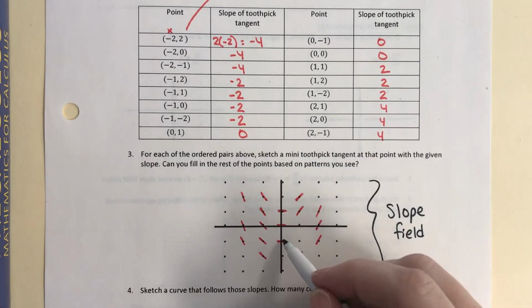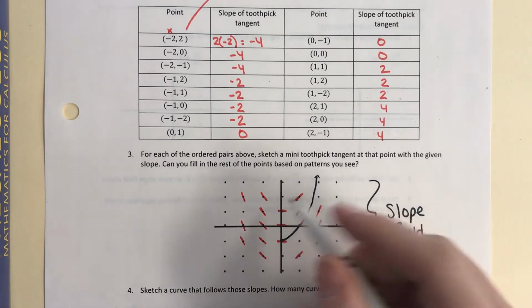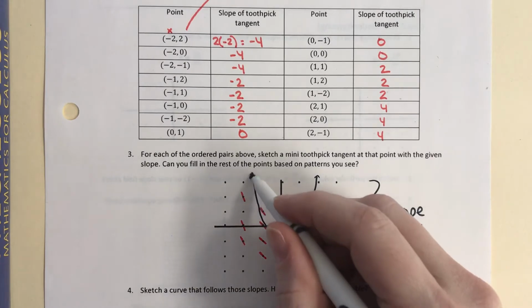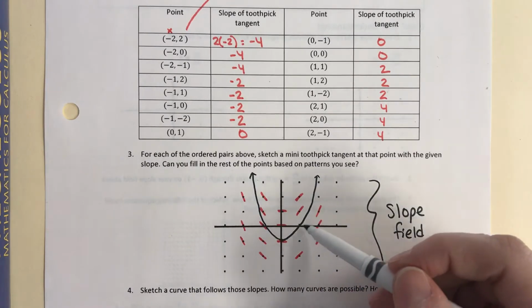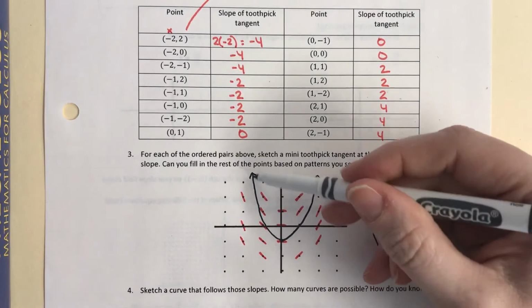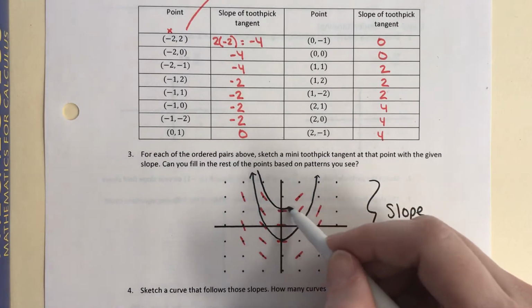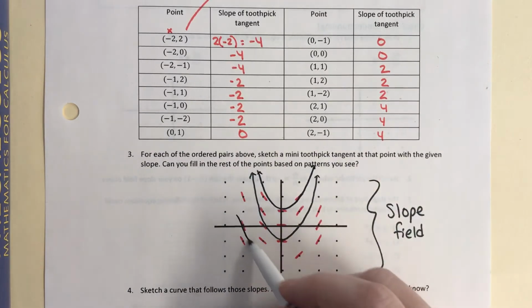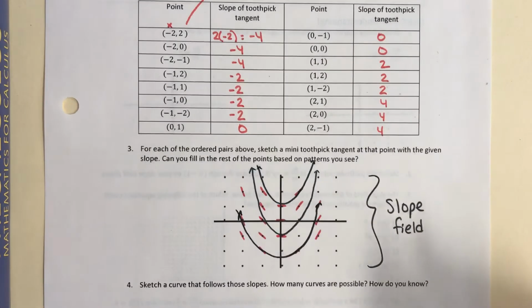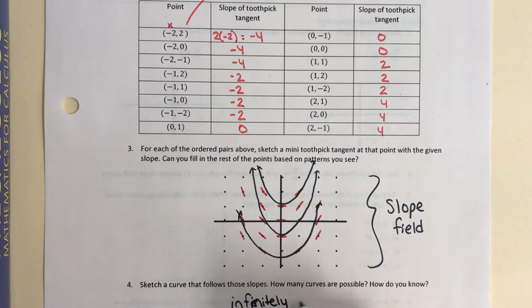So let's say I wanted to draw the graph that went through 0, negative 1, it would probably look something like this. So it levels off right in the middle. The slope becomes more steep as we go toward the ends. Now I could draw one up here and get another solution curve, or another solution curve down here. So there's technically infinitely many solution curves that we could get.